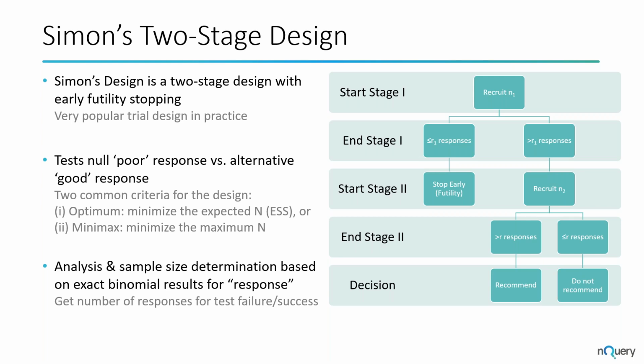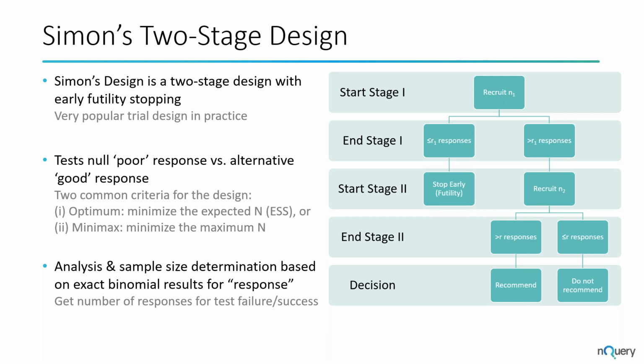The minimax criteria then selects the design that will minimize the maximum number of people who could potentially enter the study. With this flowchart on the right, you can see a walkthrough of these steps. You'll start off by recruiting the stage 1 cohort N1 and see how many responses there are. If it is less than or equal to R1, which is the stage 1 cutoff value, then you stop the trial early for futility. If the responses are greater than R1, then you need to recruit a further N2 subjects to reach your required total sample size.